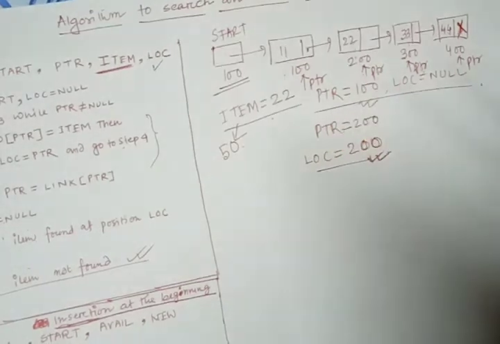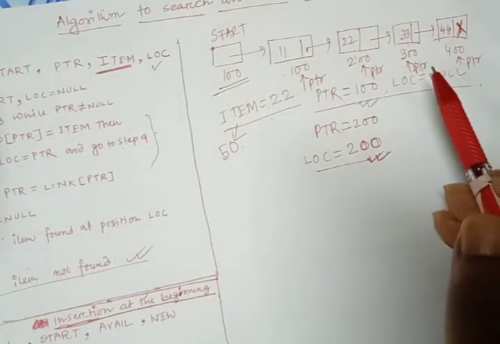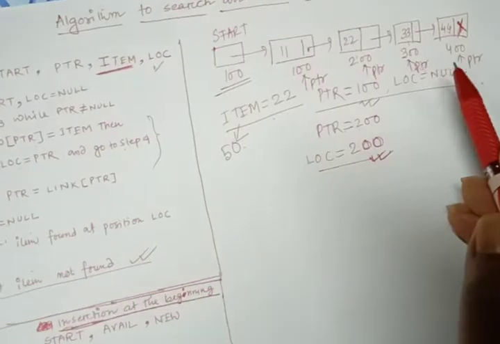Then we split the array into two parts, then again we split the arrays into four parts. But here in the linked list we cannot access the middle element directly. That is why binary search is not applicable in the linked list.